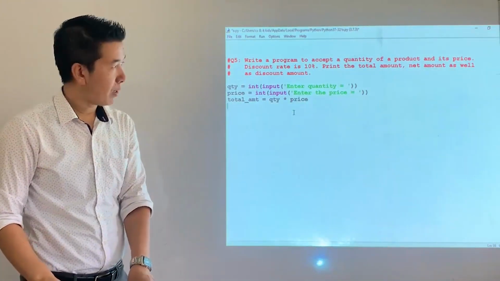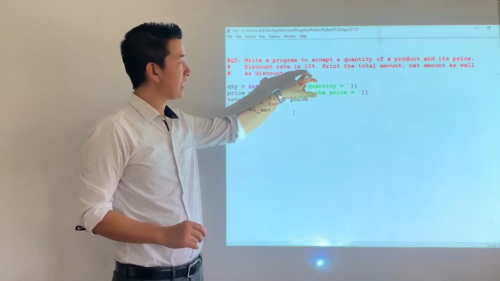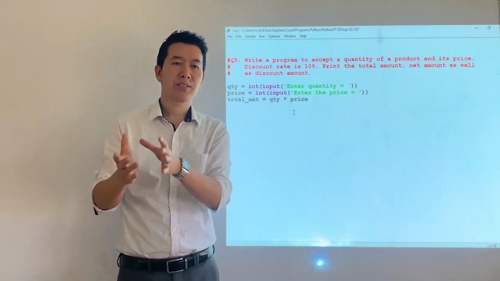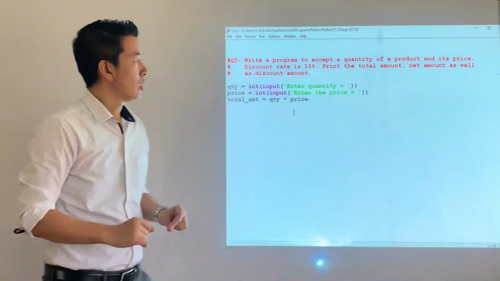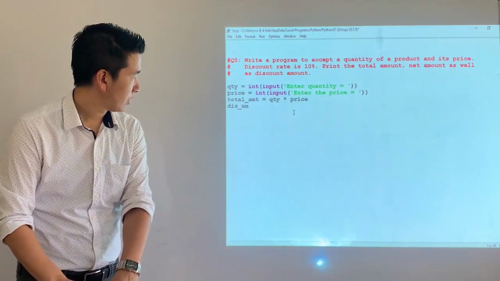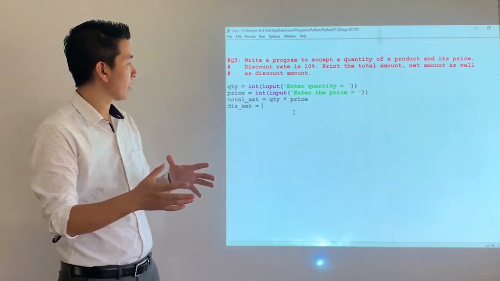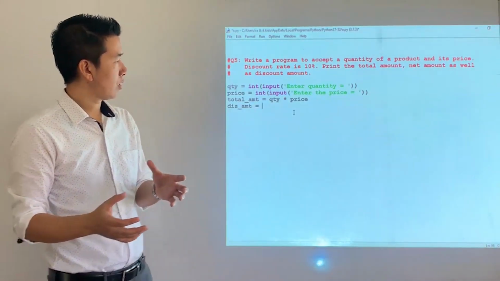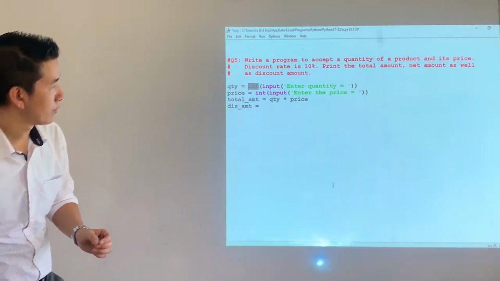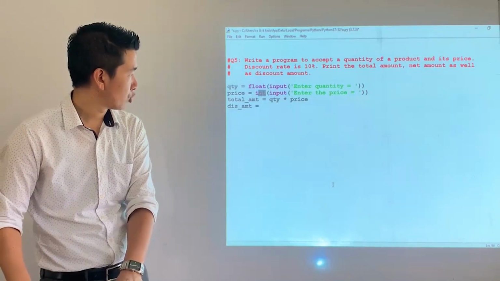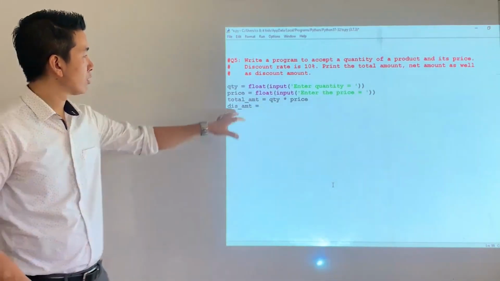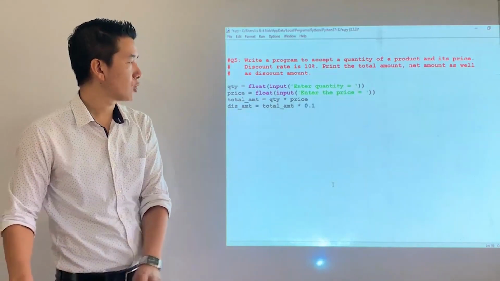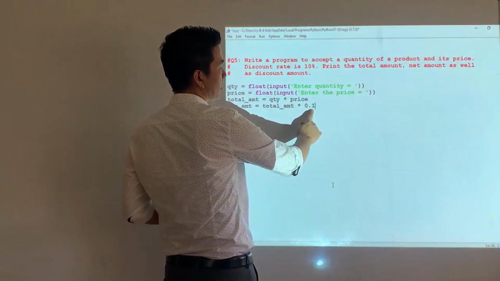Now we'll calculate the discount amount. The discount rate is fixed at 10%. Per cent means out of 100, so 10 divided by 100 is referred to as 10%. Now 10% could be interpreted as 0.1. I think it's better to convert this to float, since I'm using 0.1, just to play safe. Then discount amount is equal to the total amount multiplied by 0.1, where 0.1 is equal to 10 divided by 100.